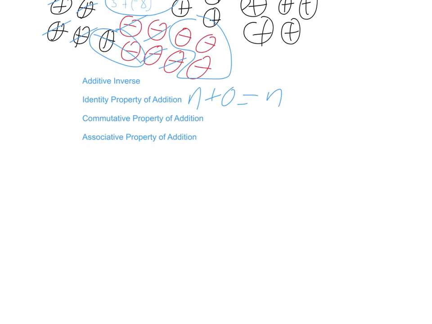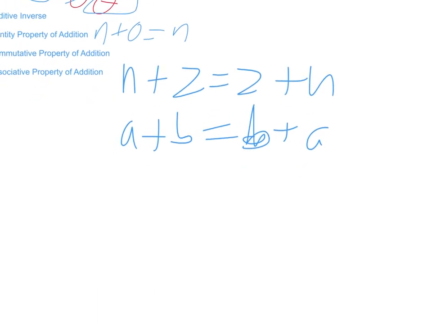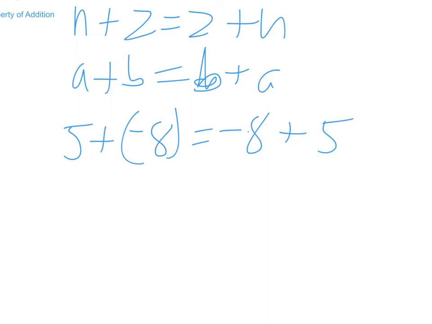So the commutative property says n plus z equals z plus n. Usually you do a plus b equals b plus a. So the order doesn't matter. I can add in any way. How this would relate to negatives and positives would be like 5 plus negative 8 equals negative 8 plus 5. And I just want to point out that I notate negative 8 here with the parentheses so it doesn't get confused with a minus sign with the addition there.